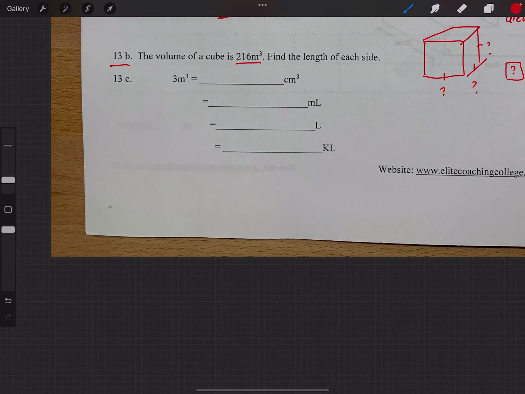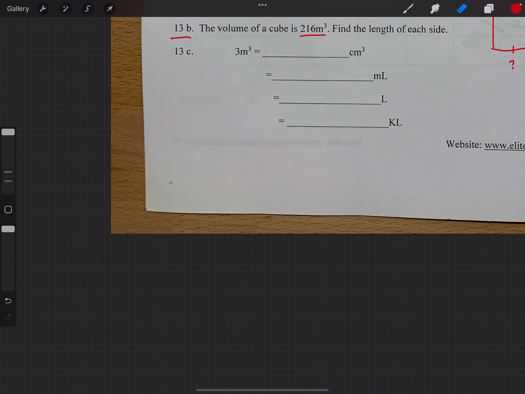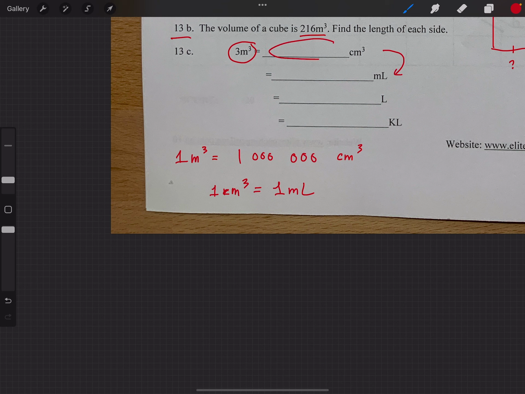Question 13. Let me see. Question 13, all we got to do is, now we know before from the previous question on the previous page, that 1 meter cube is equal to 1 million centimeters cube. So what's 3 meters cube? How much is that? And we also know that 1 centimeter cube is equal to 1 milliliter. Okay, so that's going to be the same. So whatever value that is, this is going to be the same.